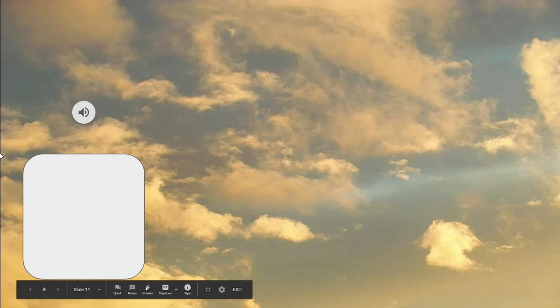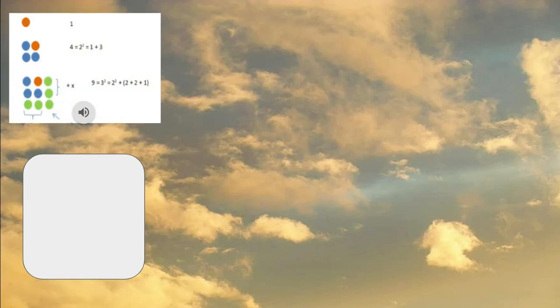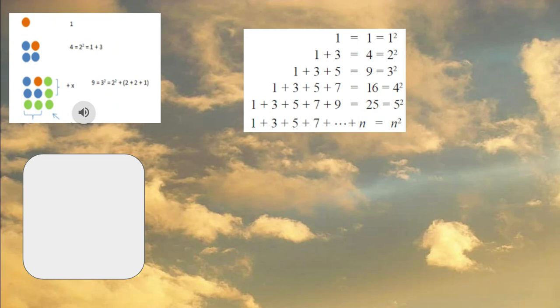Here you can see some more patterns. First, how many circles are there? 1, isn't it? So that is the square of 1. Second one, 4. That is 2 squared, equal to 1 plus 3. Third one, it is 9. That is 3 squared. So we can see 2 squared plus 2 plus 2 plus 1. This is also one important pattern.